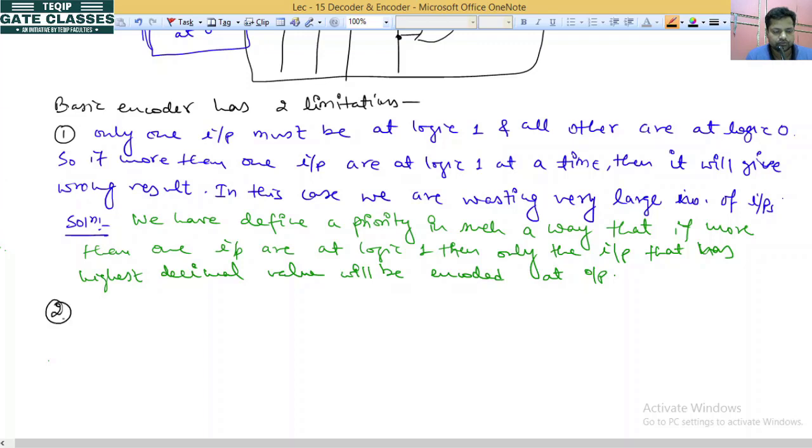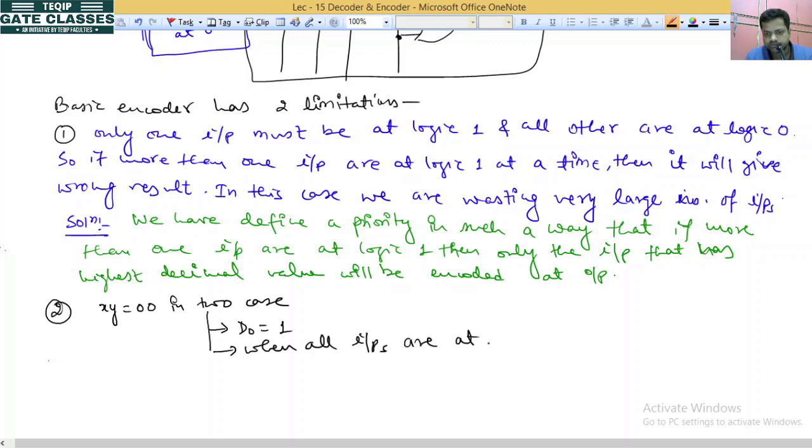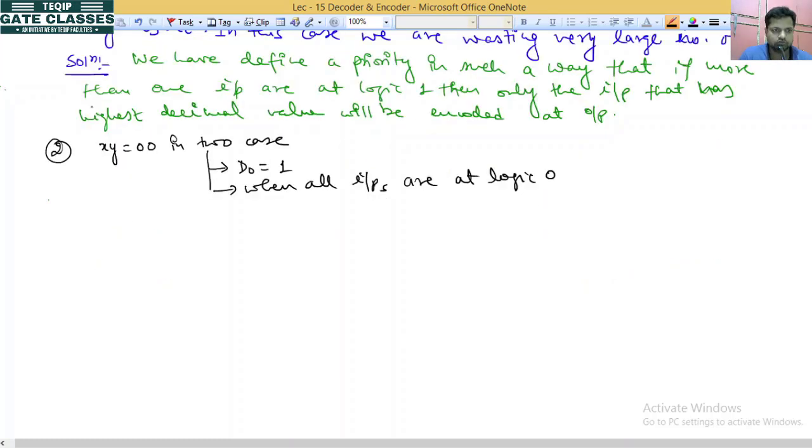See here. The second point is, XY equal to 0 0, we got in two cases. Okay, na? What are those two cases? One is when D0 equals 1, and the second is when all inputs are at logic 0. Okay, na? Now what is the solution for this?